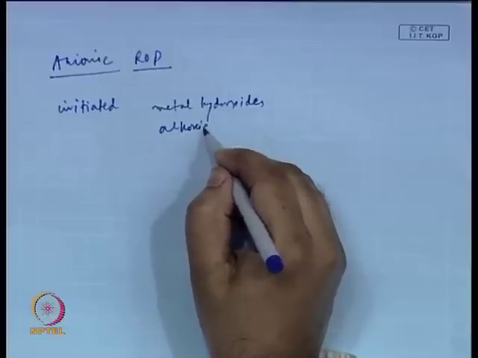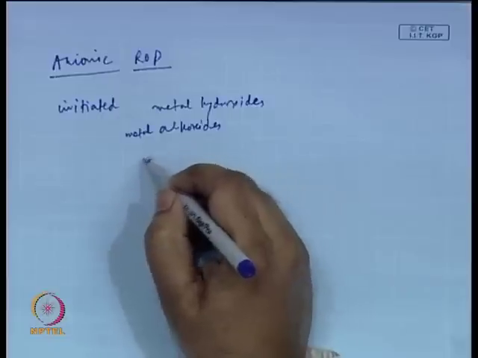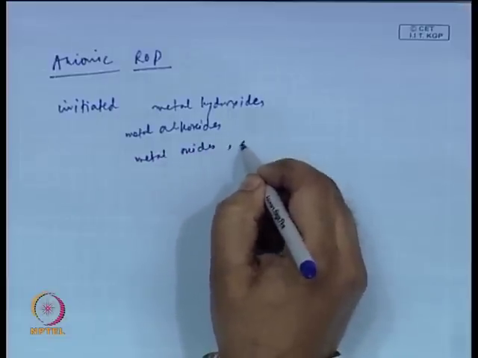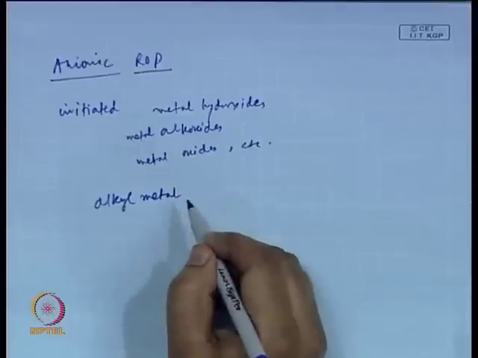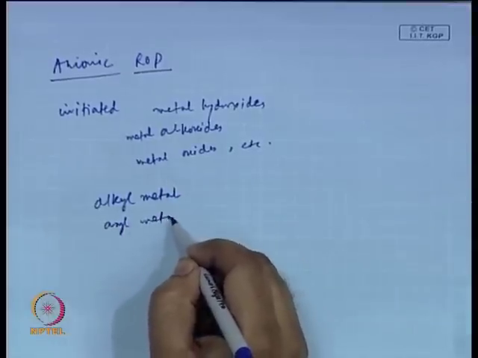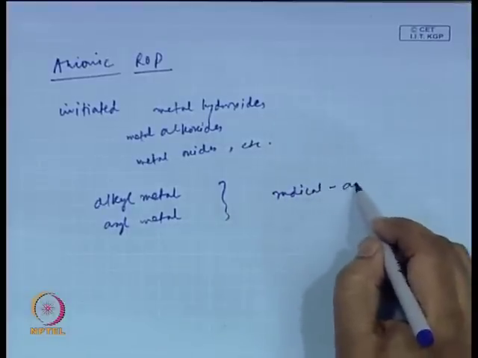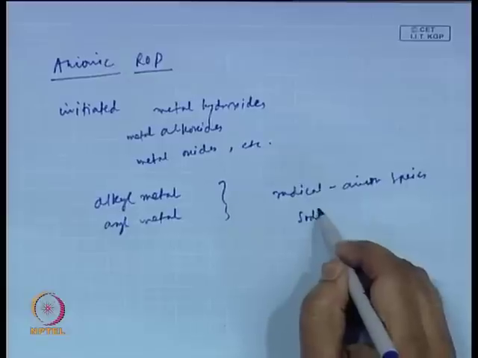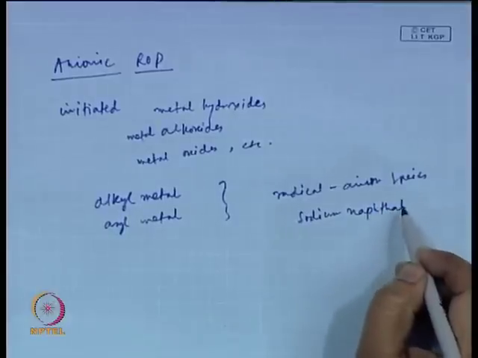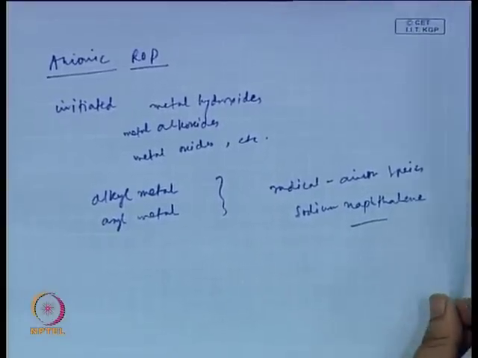or alkoxides, metal oxides, etcetera. Like we discussed earlier, alkyl metals like alkyl lithium or aryl metals can be used to initiate anionic chain polymerization, or radical anion species like sodium naphthalene. They are the same types of initiators as we talked about in our discussion on anionic chain polymerization.